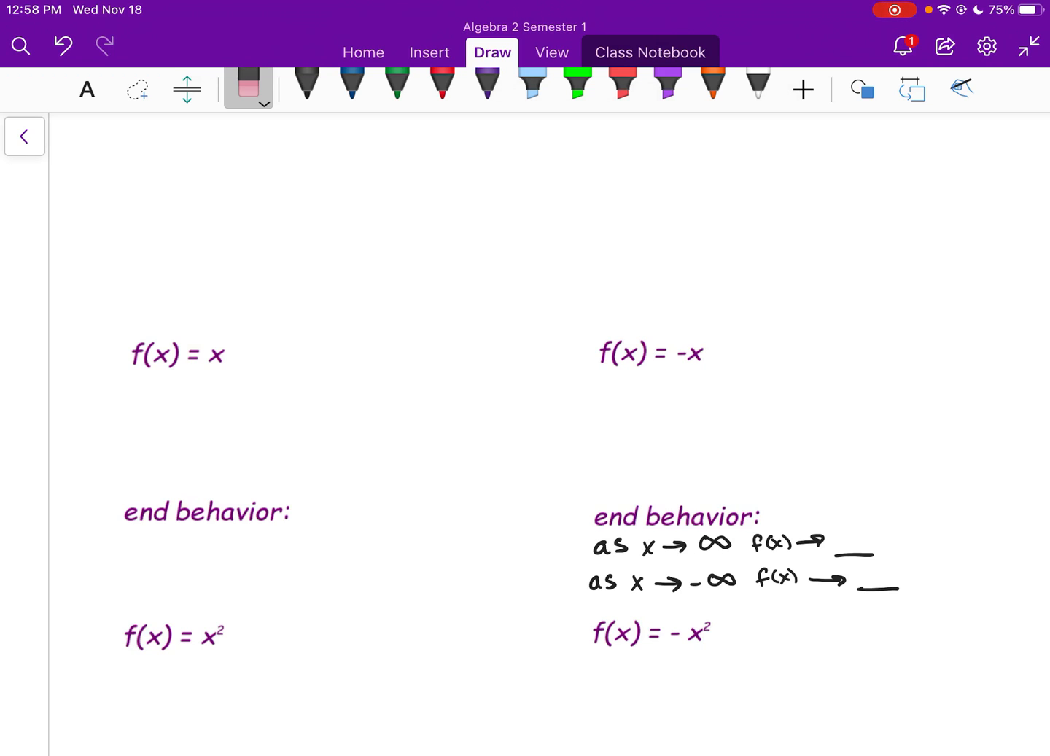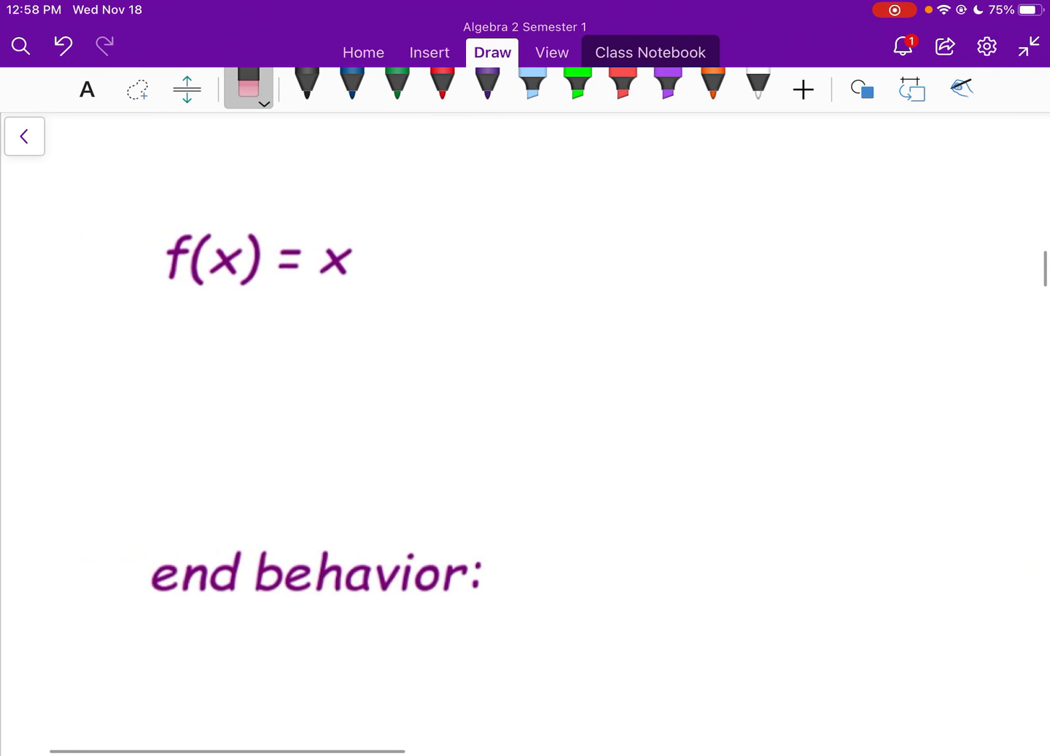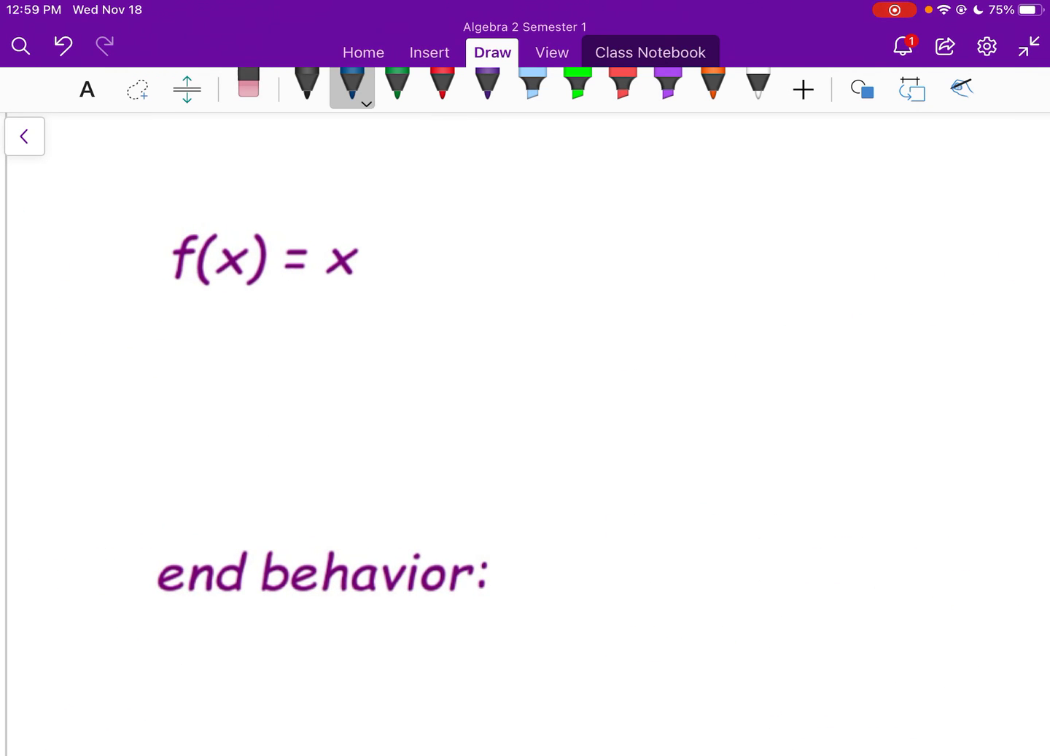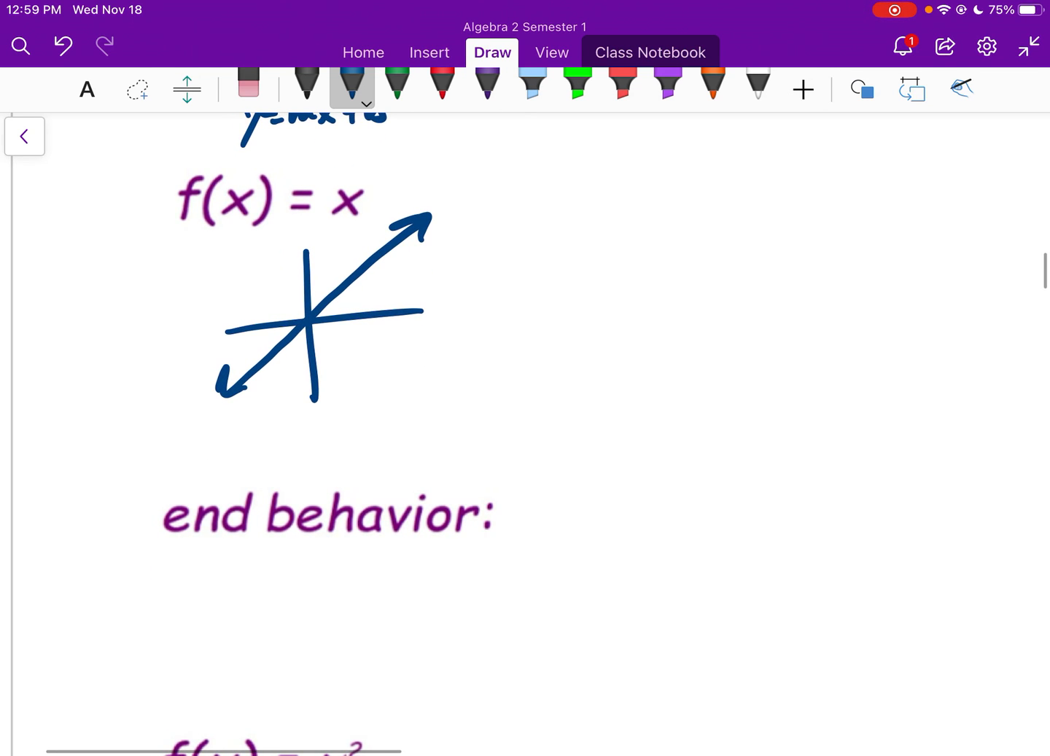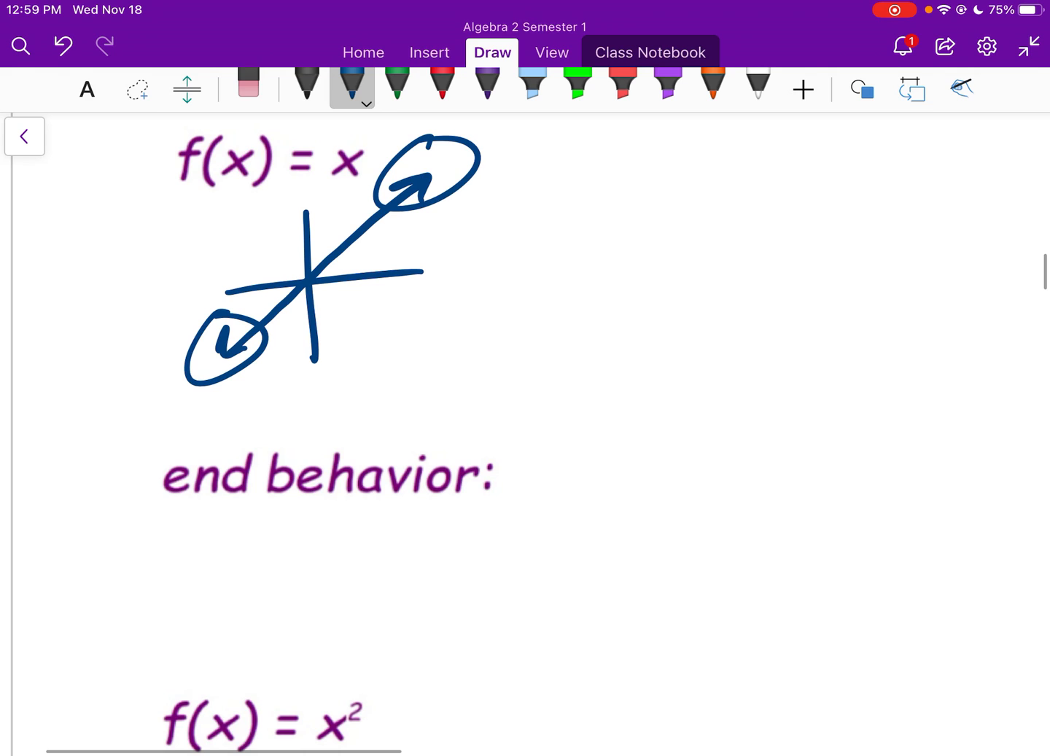Okay, so let's look at f of x equals x. That is linear. So what we're going to do is just do a rough sketch. If you think about it, y equals mx plus b. In this case, you're getting a slope of 1 and a y-intercept of 0. So we just got a positive sloped line. And now for end behavior, we're trying to say what's happening when we go beyond that. Okay, how is it ending?